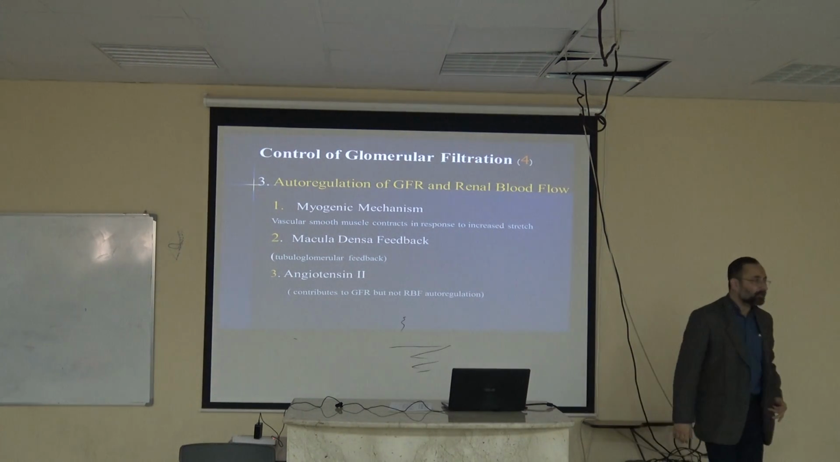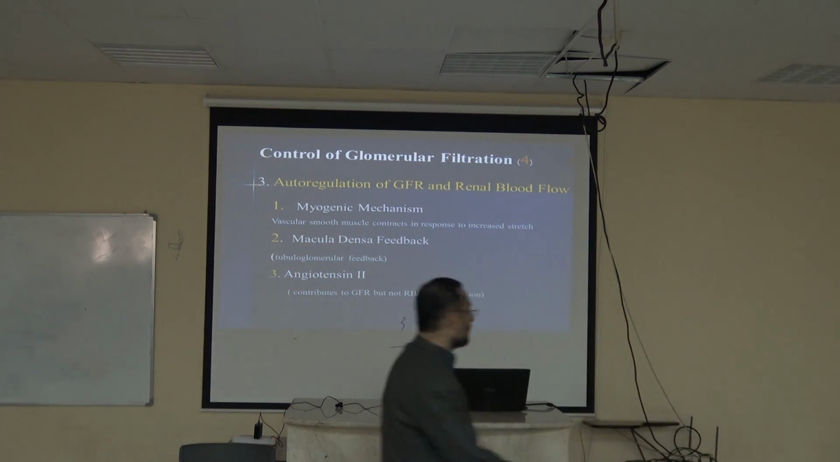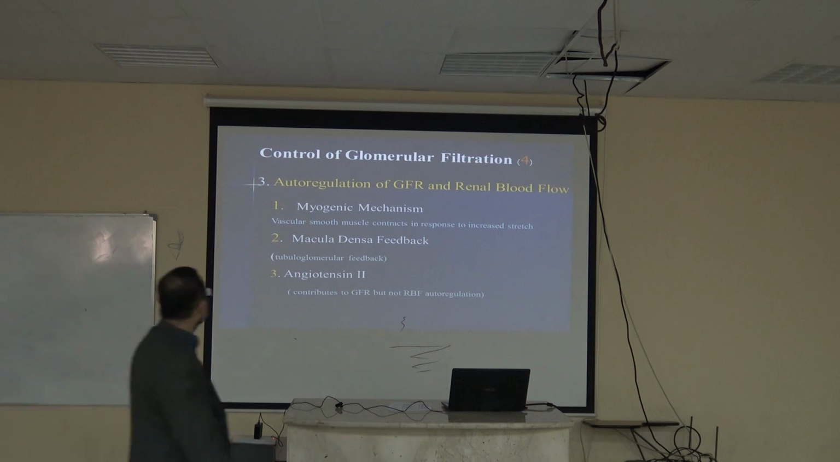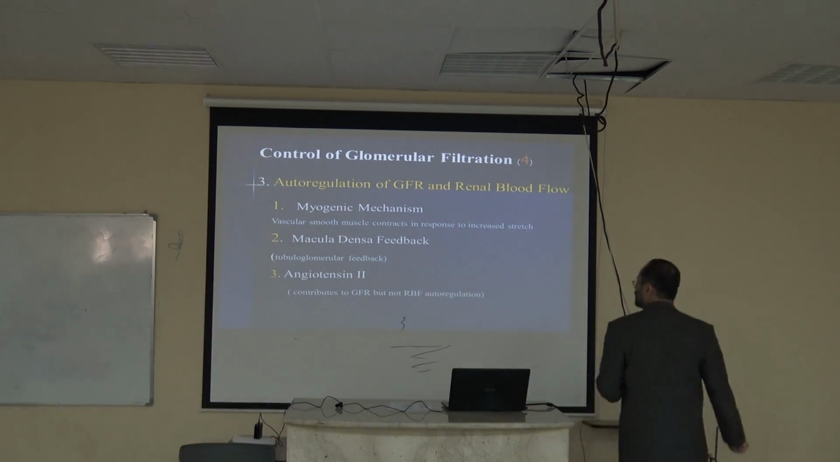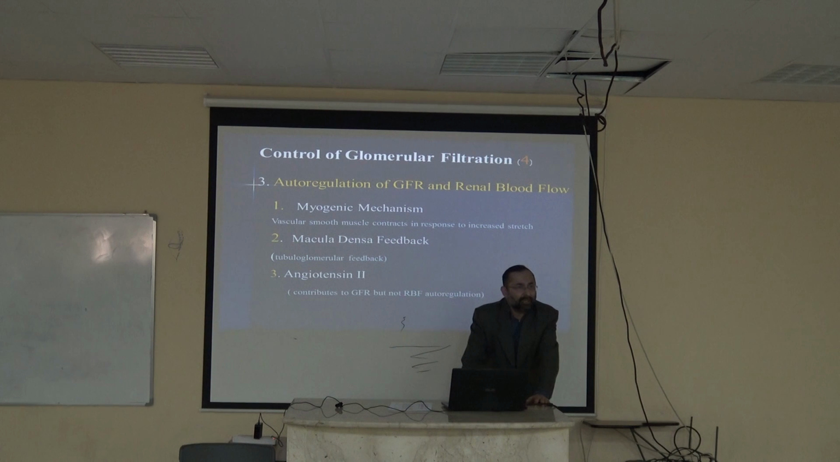Look at the auto-regulation mechanism. There are several mechanisms of auto-regulation. Very interesting. One mechanism is called the myogenic mechanism, number one. The second mechanism here is called the macula densa feedback. Okay? And the third mechanism is angiotensin 2. Alright? Okay. Myogenic mechanism, the first one, please.